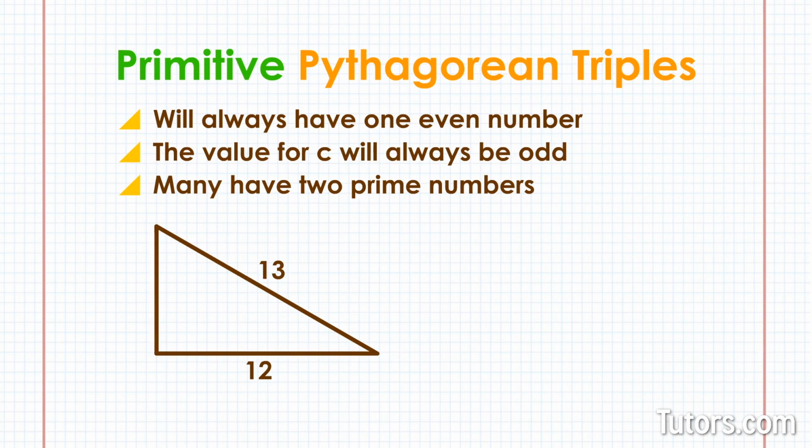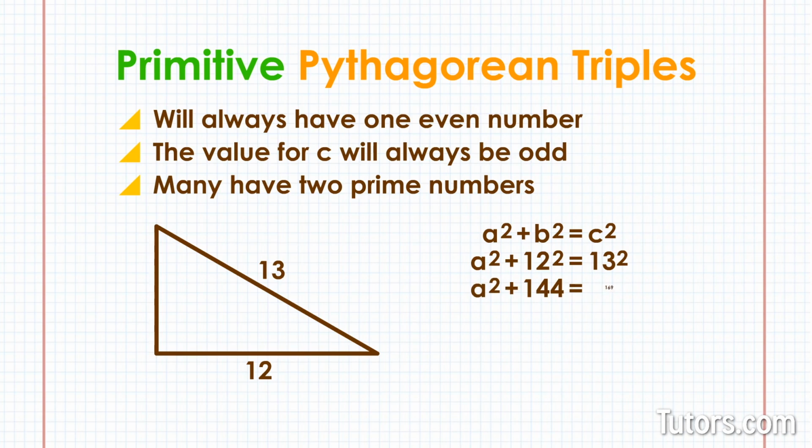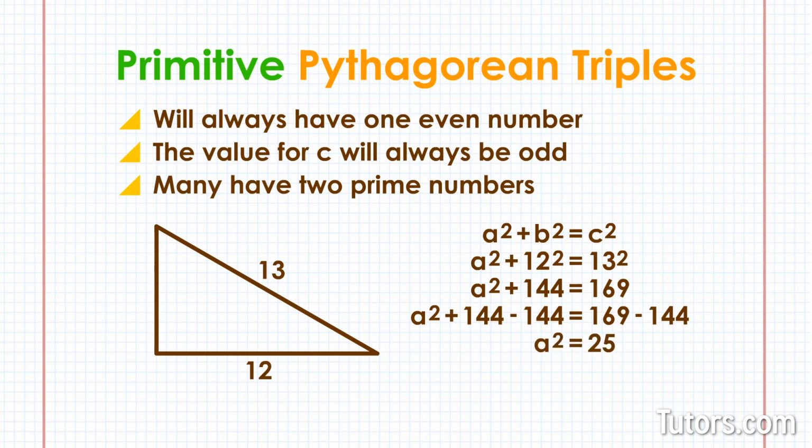Let's start with our formula: a squared plus b squared equals c squared. Then we plug in the length of the longer leg and the hypotenuse like this: a squared plus 12 squared equals 13 squared. Then we multiply each number times itself and get a squared plus 144 equals 169. Subtract the value of b squared from both sides and we get a squared equals 25. Now, we take the square root of both sides and get our answer, a equals 5. So our primitive Pythagorean triple is 5, 12, 13.